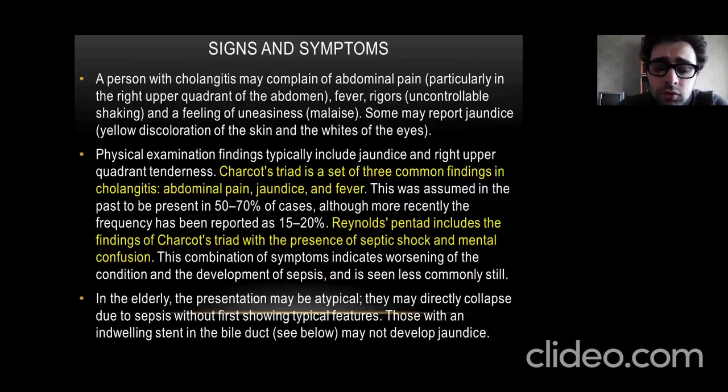Signs and symptoms. You should remember, mechanical jaundice has its own complications, cholangitis and sepsis. Charcot's triad, this is the symptoms of cholangitis. You should remember it very well. Pain, jaundice, fever. Reynolds' pentad, this is Charcot's triad of cholangitis plus septic shock and mental confusion. Reynolds' pentad, this is the symptoms of septic shock.